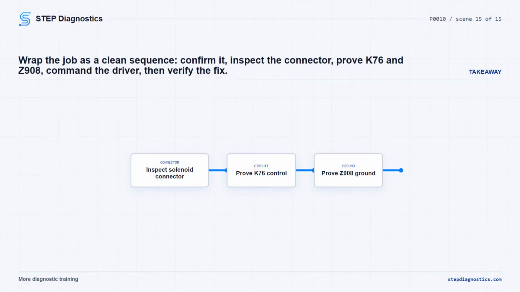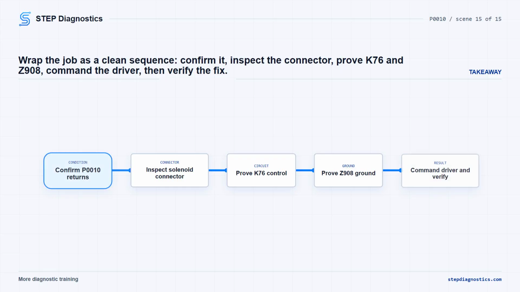The clean path for P0010 is to prove the code returns. Inspect the solenoid connector first, then test the control circuit for short to voltage, short to ground, open or high resistance, and load test the ground side. Only after the wiring and connector path passes do you use the driver command test to separate the solenoid from the PCM side. Verify the repair and confirm the code stays gone.